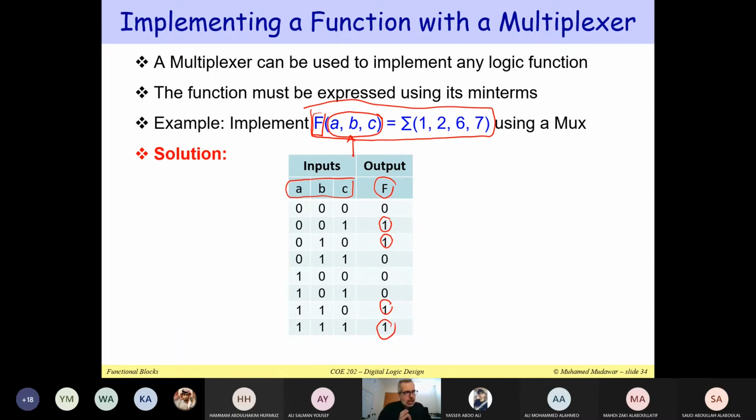Now, I really would like to implement this truth table using a multiplexer. I'm not going to use the Karnaugh map. I'm not going to simplify it. No, I'm going to implement it directly using a multiplexer. So you tell me how I'm going to implement this truth table using a multiplexer. I really need to hear you. I really would like you to think and tell me. The solution is very simple.